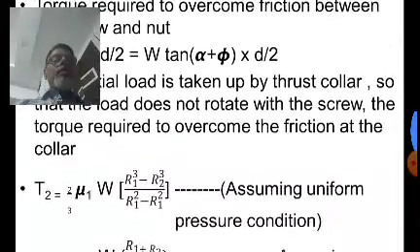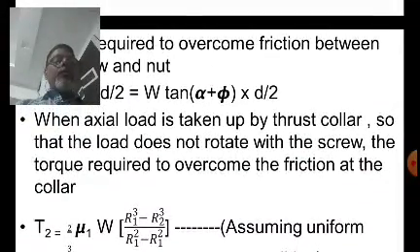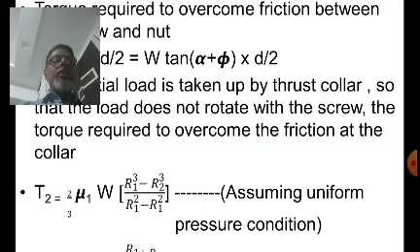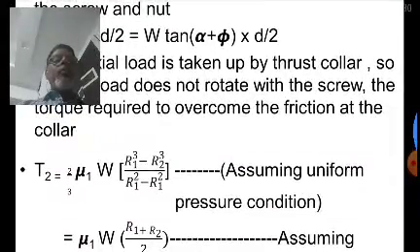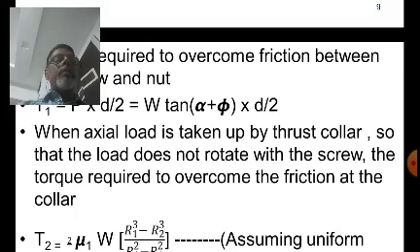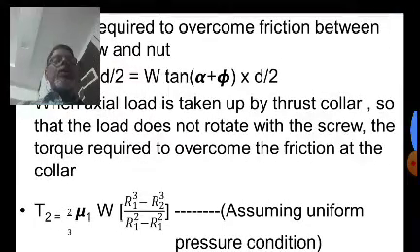For that friction, we have seen it in clutches. In clutches, we have seen there are two theories, uniform pressure theory and uniform wear theory. So according to uniform pressure theory, now we'll consider the torque required to overcome the friction at the collar, that is T2, and that is equal to 2 by 3 mu W into R, where R is the mean radius.